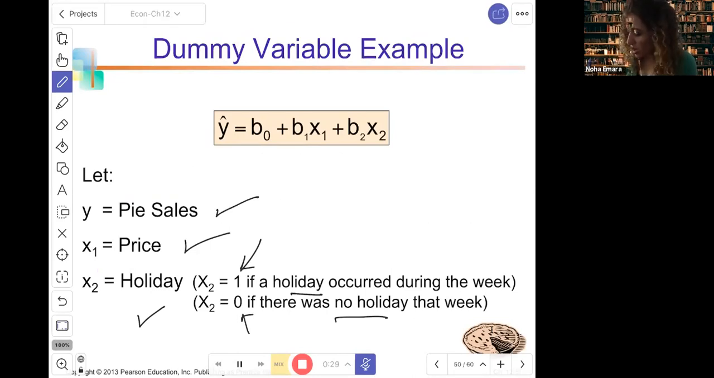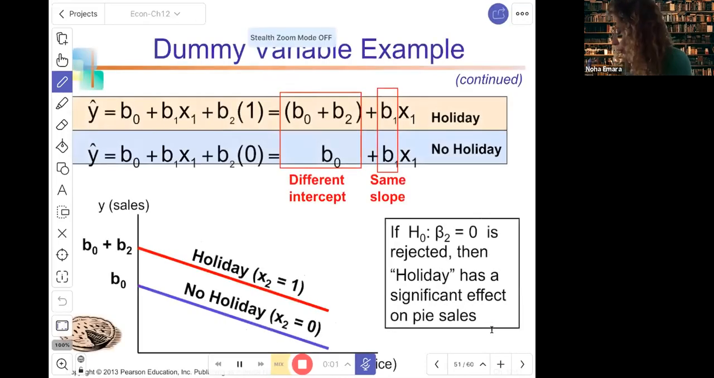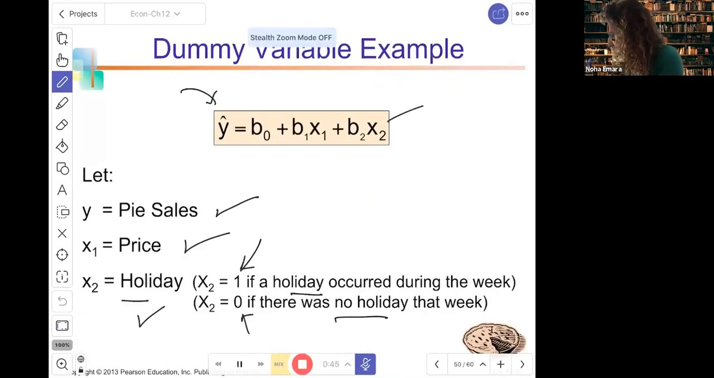So what makes sense? We haven't studied the effect of a holiday, right? But it makes sense that we expect, when it's a holiday during the week, the sales of pies to increase. So when you include this dummy, let me go back here. This one is going to take 1 or 0.